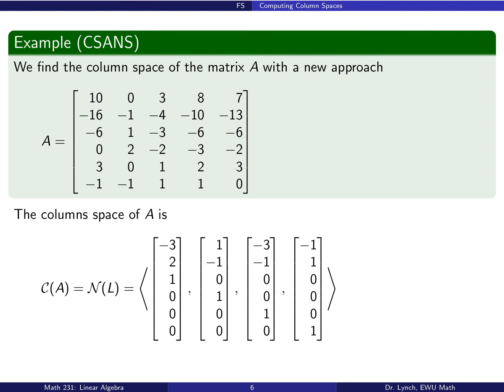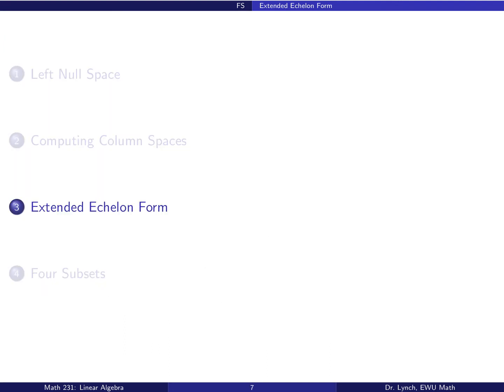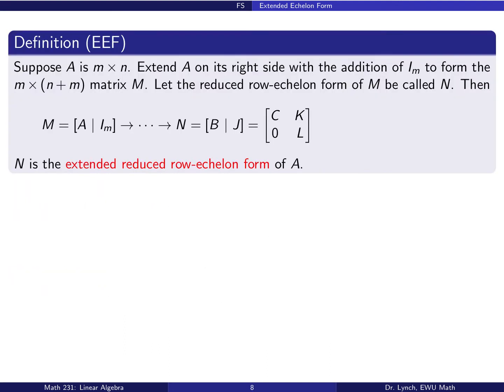So we see then that the null space of L is the span of these four vectors, and similarly the column space of A is also the span of these four vectors. Now, as it turns out, this always works, and again, this leads us to the discussion of the extended reduced row echelon form. Okay, so extended echelon form is what you get when you augment a matrix by the identity with the same number of rows and reduce that new matrix to reduced row echelon form.